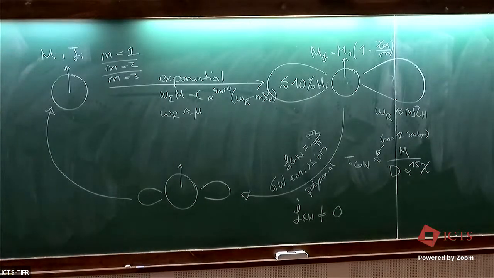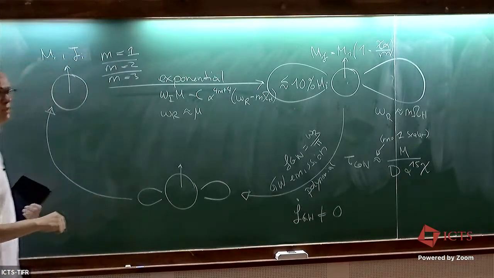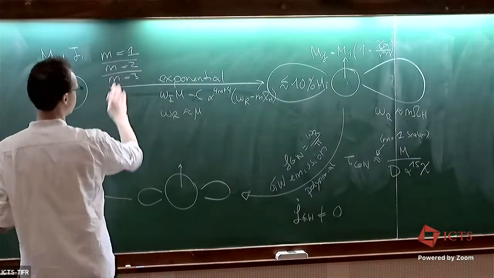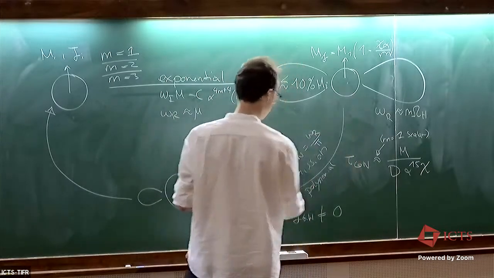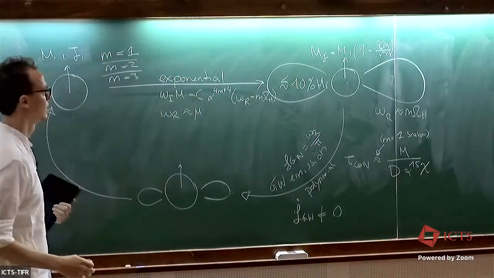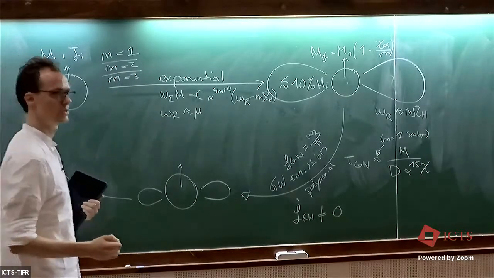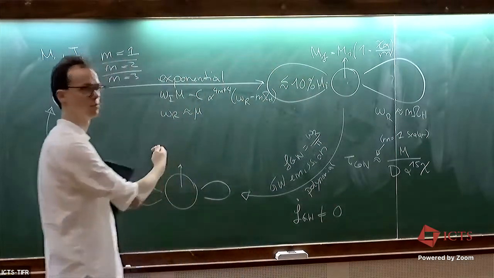Okay? Now, I should mention that, of course, the larger the azimuthal number, the longer all of the timescales. So for m equals 1, the timescales are the fastest. The exponential growth happens the quickest, and then also the decay is the quickest. And for m equals 2, this is already orders of magnitude smaller. The timescales are much, much longer. And so this process just takes longer to complete.